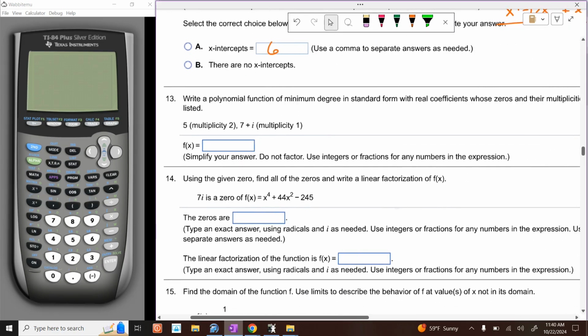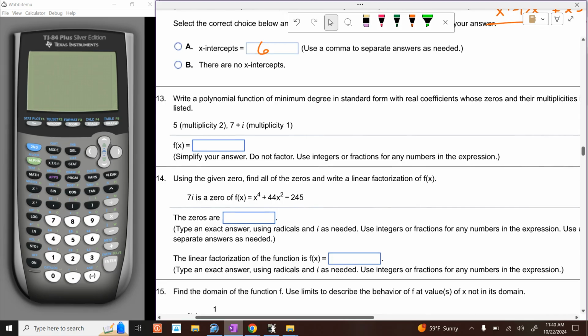Okay, polynomial function here. 5 multiplicity of 2. So it's x minus 5 times x minus 5 times 7 plus i. So it's x minus 7 plus i and x minus 7 minus i. But we'll use sum and product of the roots for that. So this is x squared minus 10x plus 25.